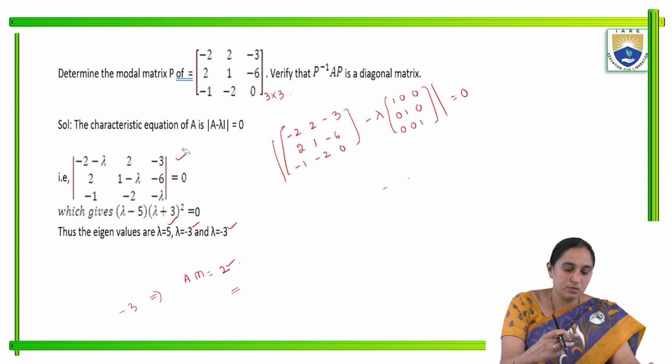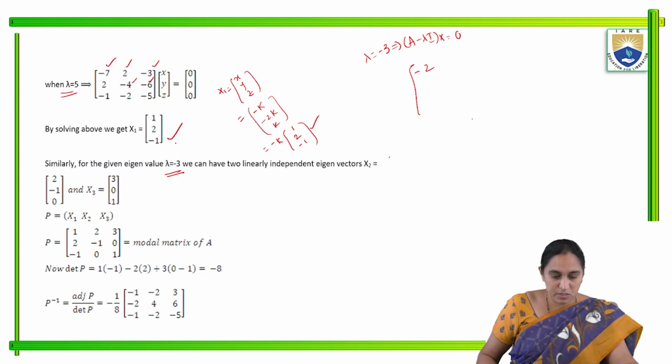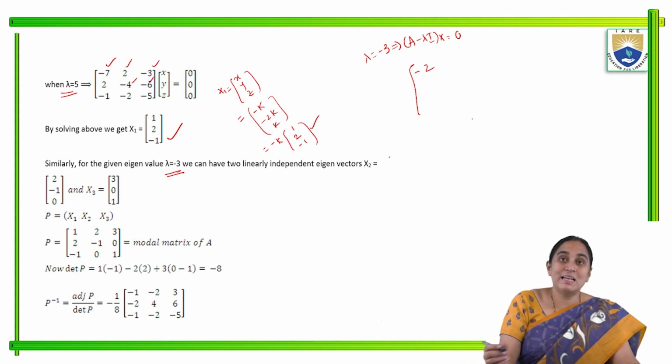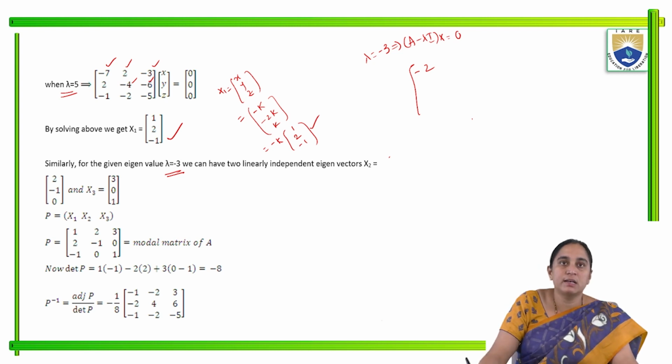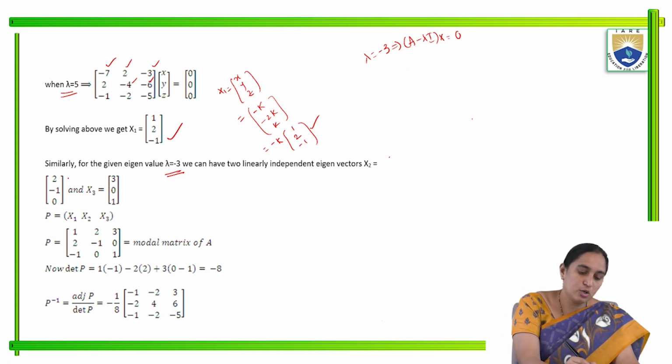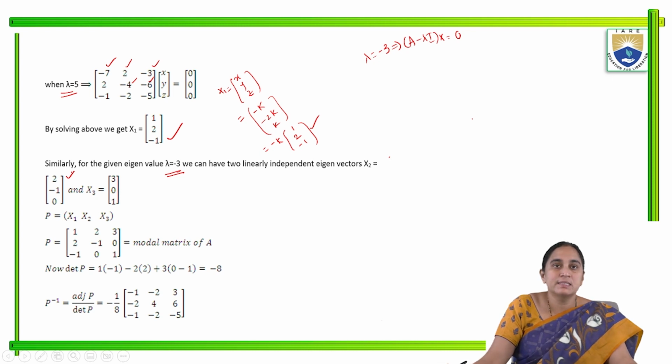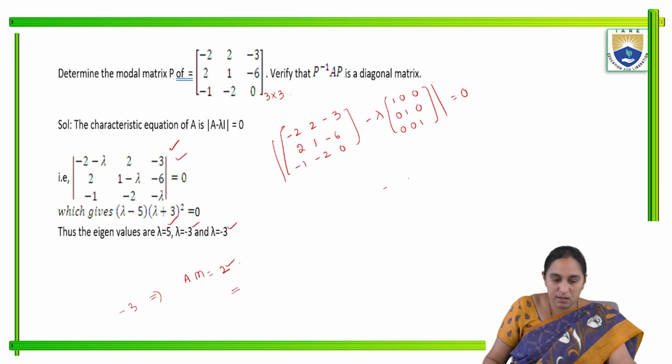There we have to substitute lambda is equal to minus 3 and after that reduce the matrix to echelon form. From that echelon form, write it as equations. From those equations, here we get 2 eigenvectors. What are the 2 eigenvectors? The first eigenvector is 2, minus 1, 0 and the second eigenvector is 3, 0, 1. So here we get 2.